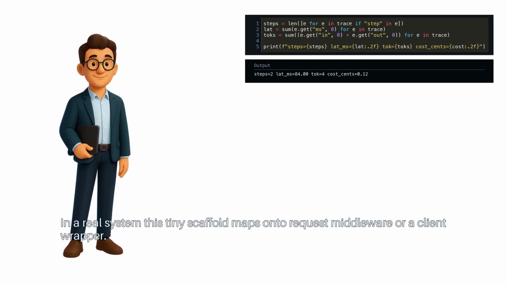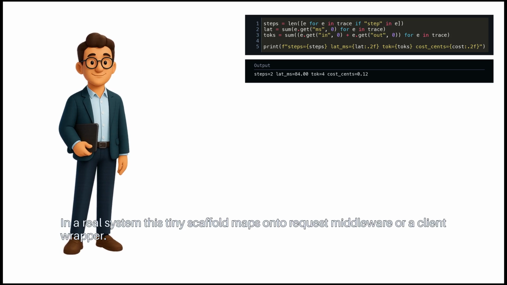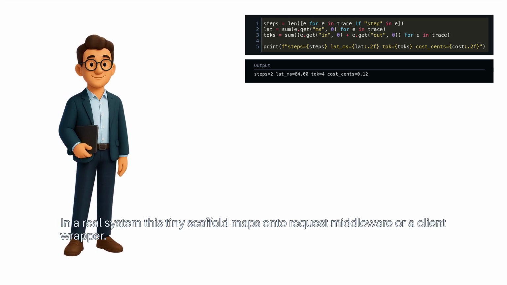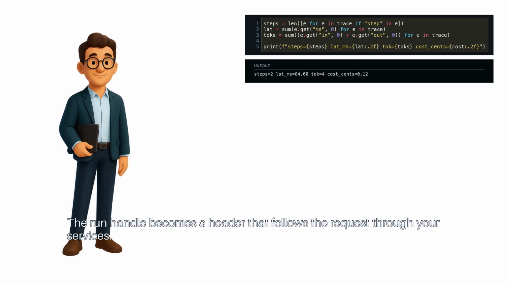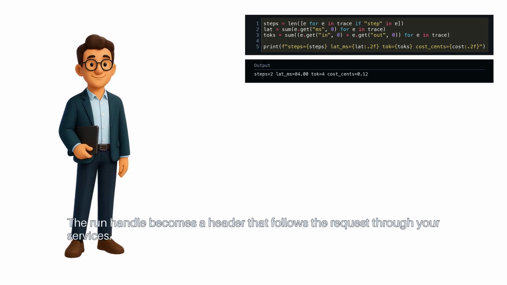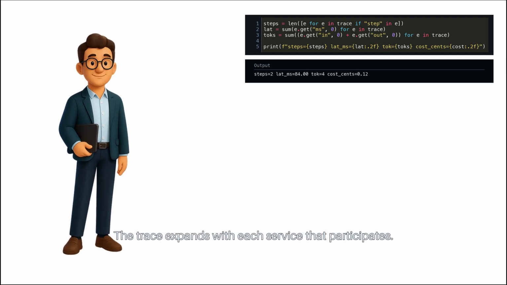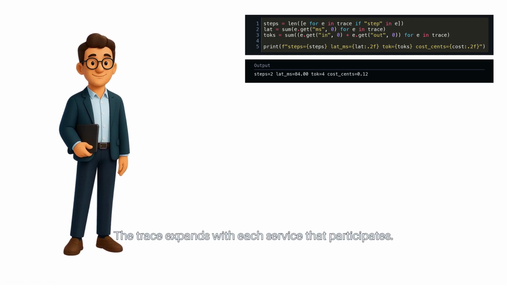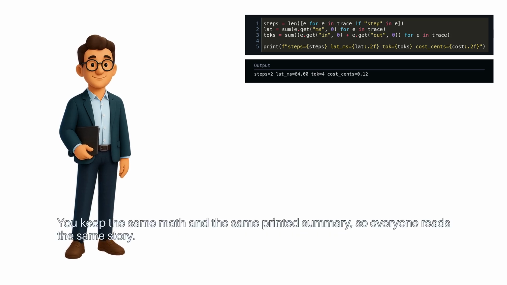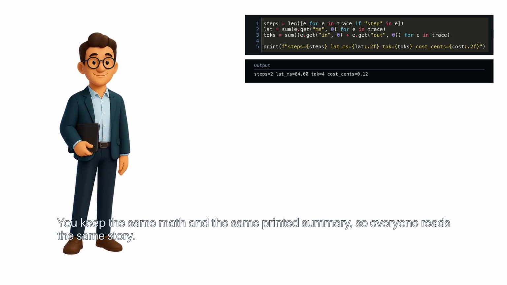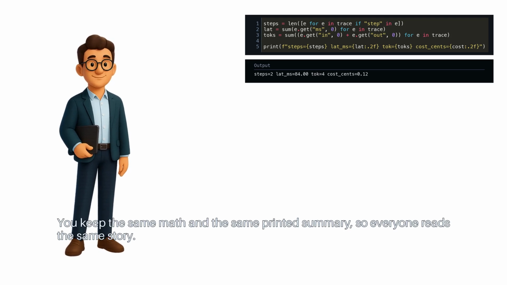In a real system, this tiny scaffold maps onto request middleware or a client wrapper. The run handle becomes a header that follows the request through your services. The trace expands with each service that participates. You keep the same math and the same printed summary, so everyone reads the same story.